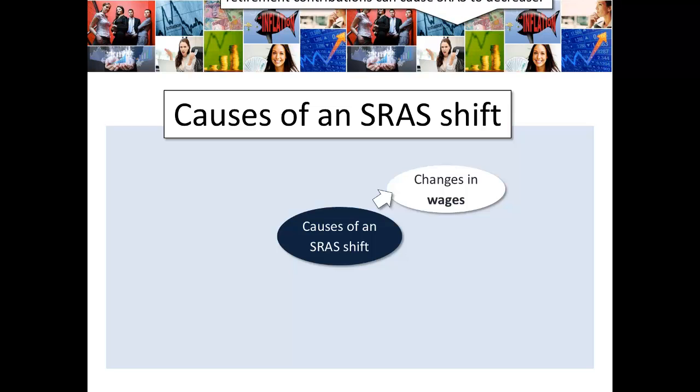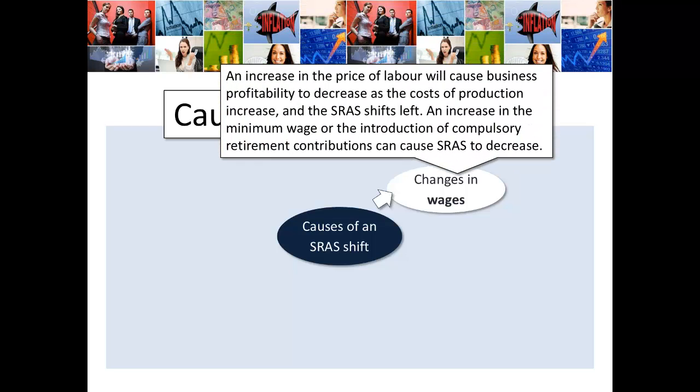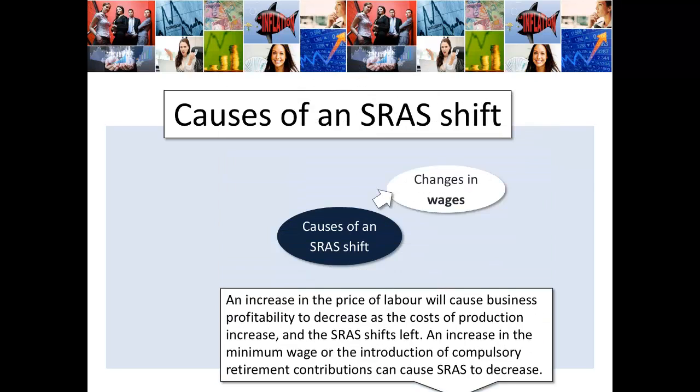Changes in wages. Increase in the price of labour. The wages and salaries that firms are paying to their workers are going to affect the business's profitability. If these increase, profitability will decrease. If wages go down, then profitability's got to increase. So for example, if there's an increase in the minimum wage, or there's an introduction of compulsory retirement contributions that firms must make, their costs of production are going to go up and the SRAS curve shifts left.